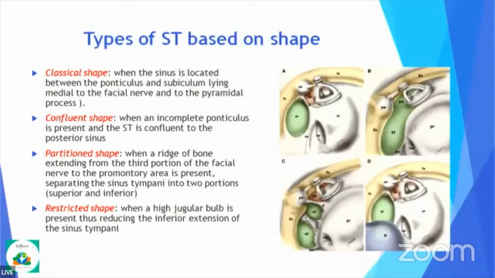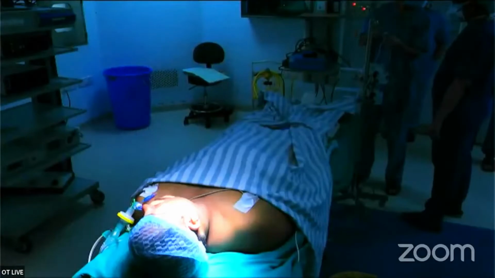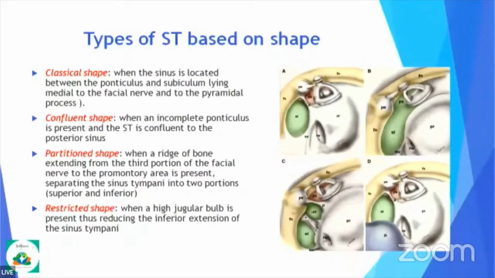Depending on the shapes, there is the classical one, located between the ponticulus and the subiculum. The confluent type, as I have said, is when the ponticulus is bridging, so it would be communicating with the posterior sinus. In the partition type, there is additional bone which is developed, so your sinus tympani, other than one complete one between ponticulus and subiculum, would be divided into two. So basically these are the anatomical variations: the pneumatizations and the extra bone which is grown. And the restricted type is when the subiculum is pushed upwards because of a high jugular bulb.